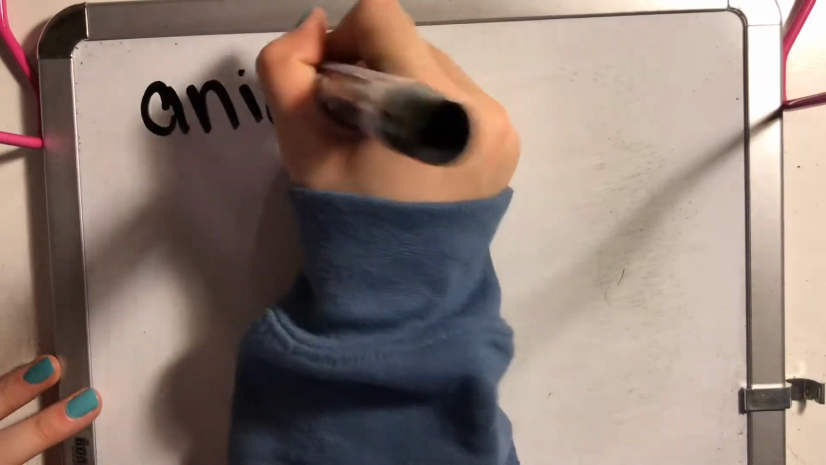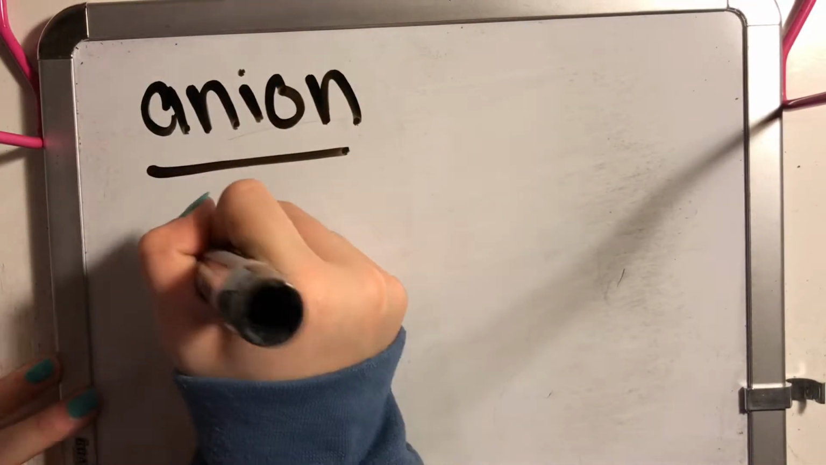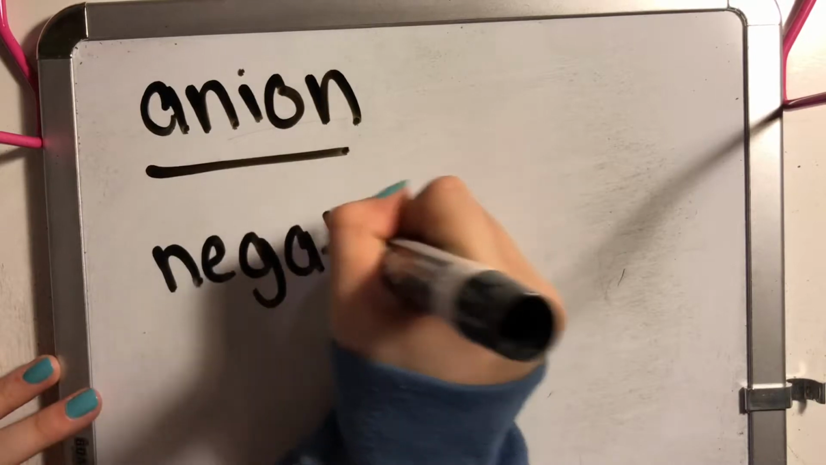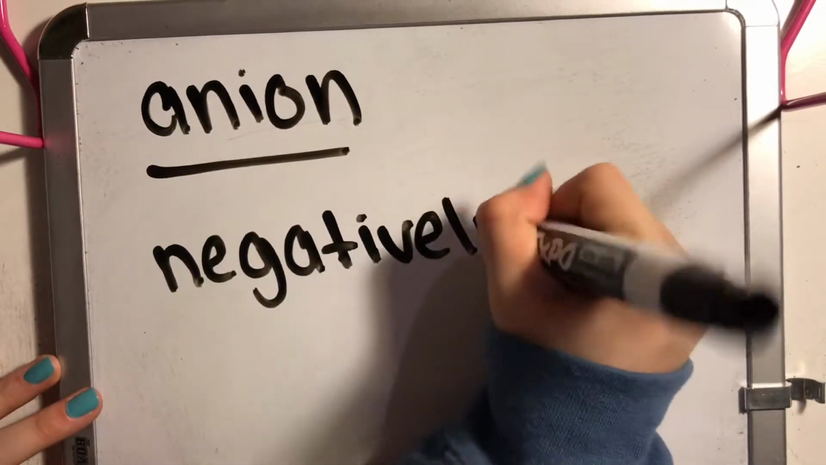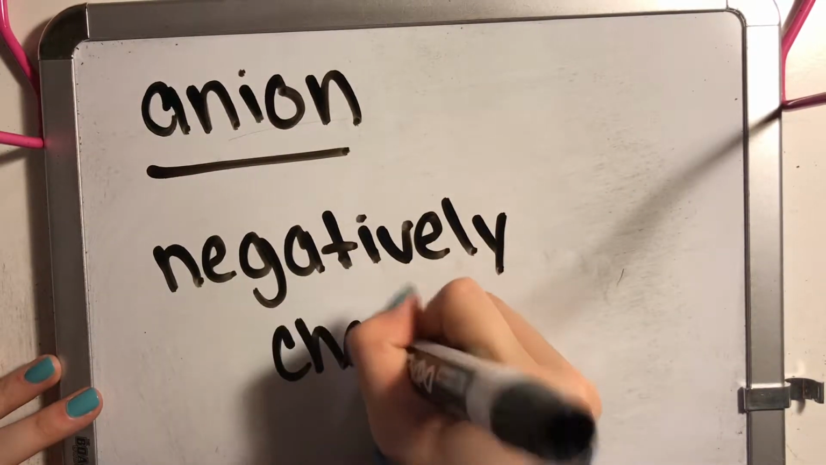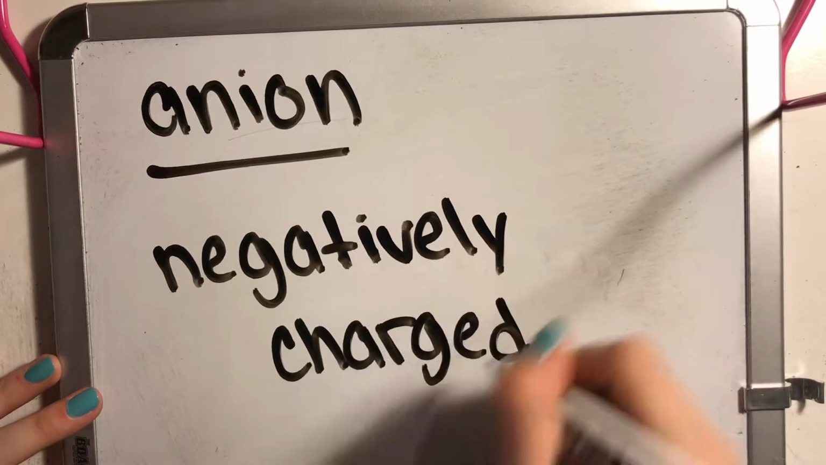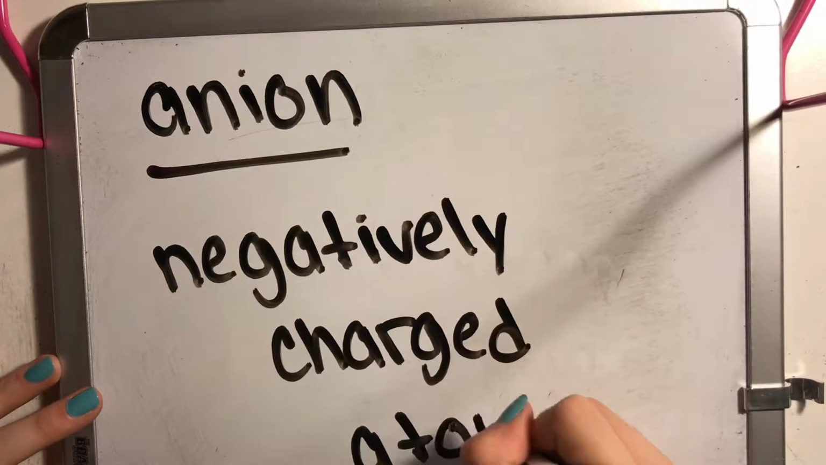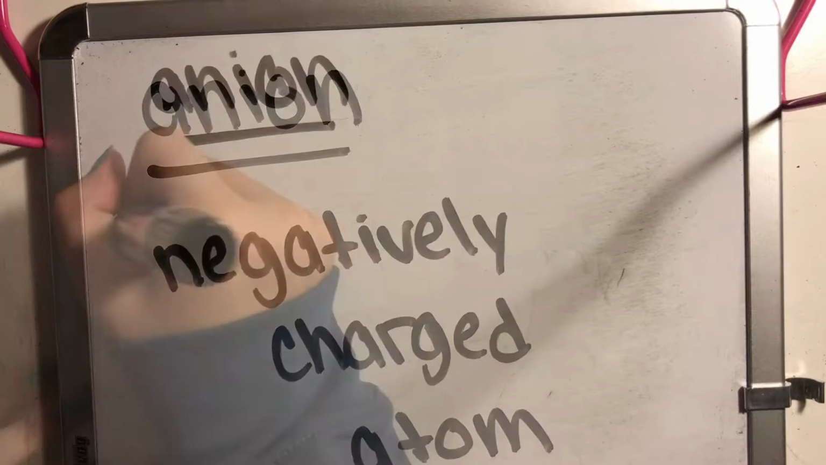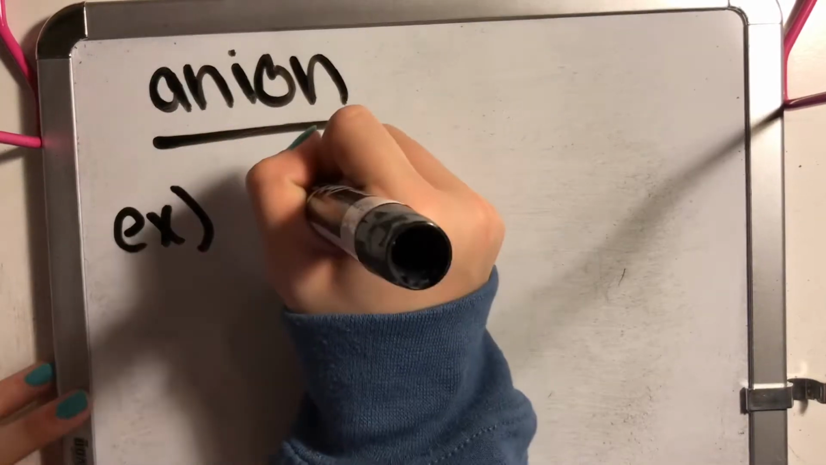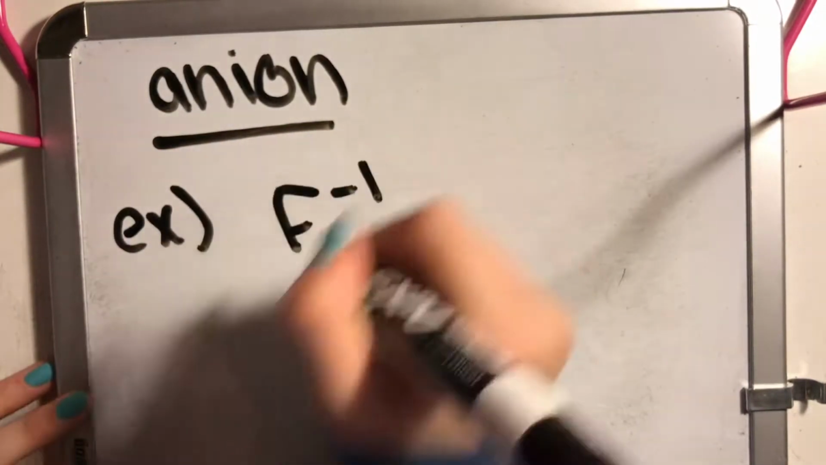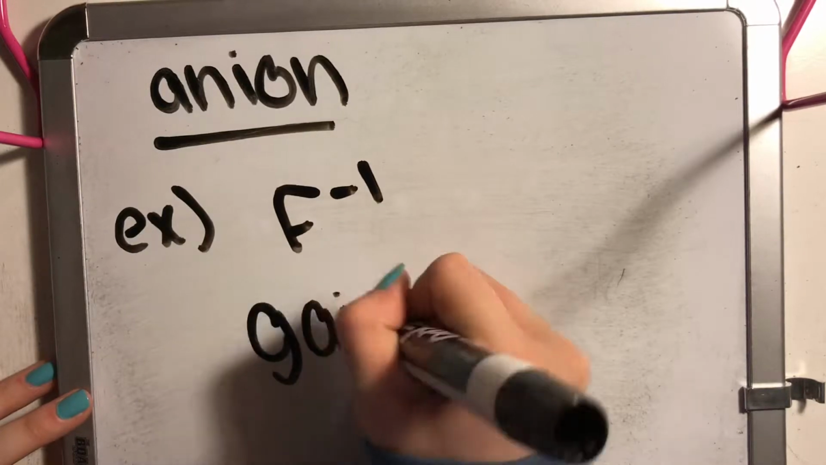Anions are negatively charged and have to gain electrons in order to have a full outer shell. An example of this would be fluorine. It has to gain 1 electron in order to be full.